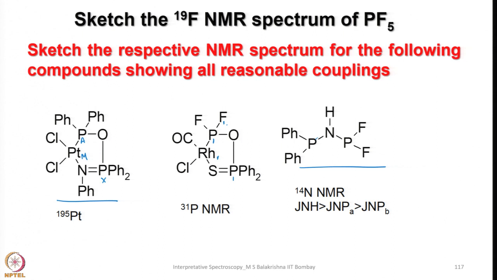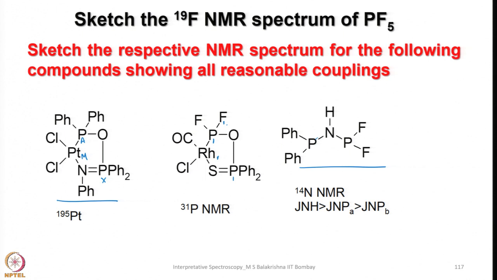Let me now discuss the splitting pattern and sketch the NMR spectrum corresponding to the rhodium complex. First, let me look into the 31P NMR spectrum of this rhodium complex. As I said earlier, the rhodium 103 isotope is 100% abundant with I equals half, so it couples equally. The moment you look into the molecule, you should be able to tell that there are two different types of phosphorus atoms. One is directly attached to rhodium with two fluorine atoms and one oxygen, whereas the second phosphorus is doubly bound to sulfur and is not directly connected to rhodium.